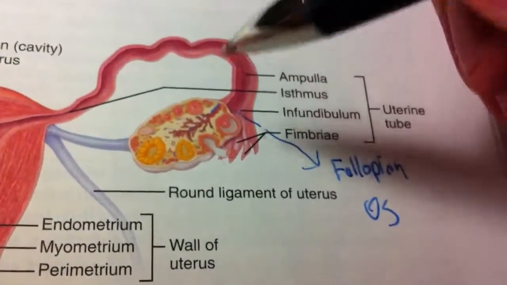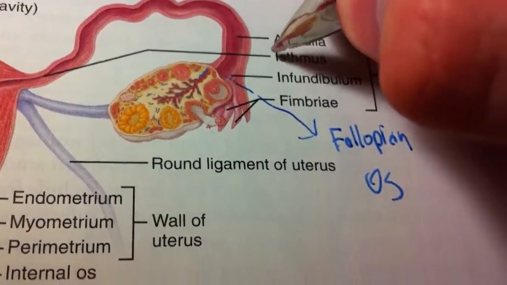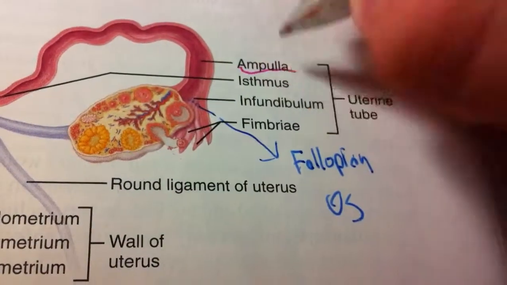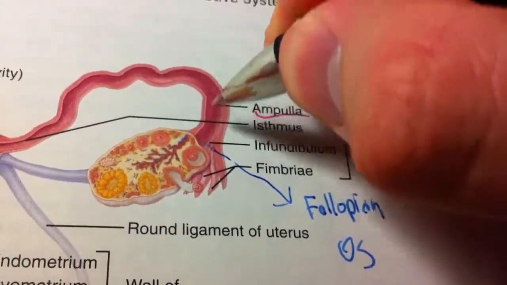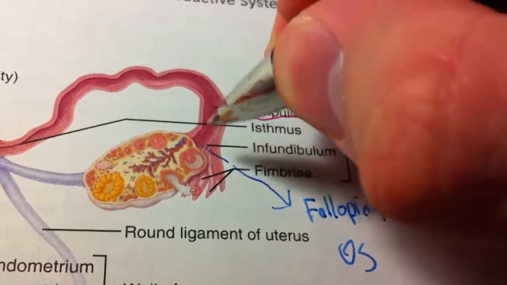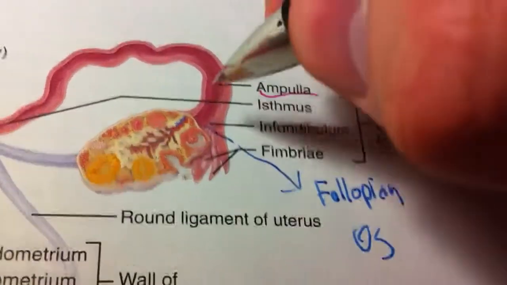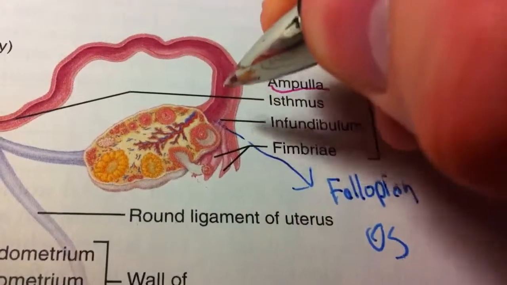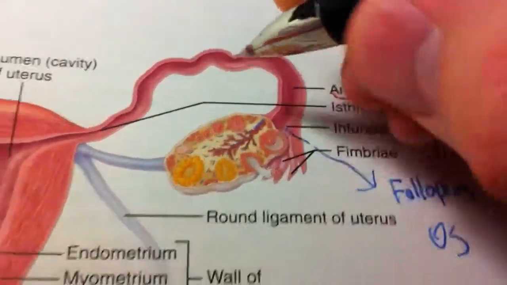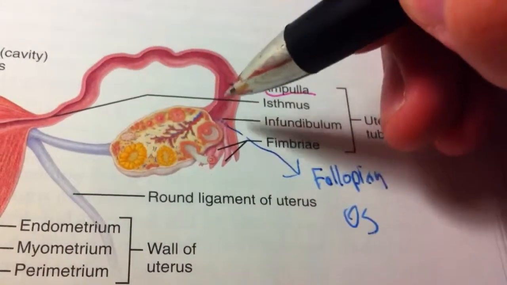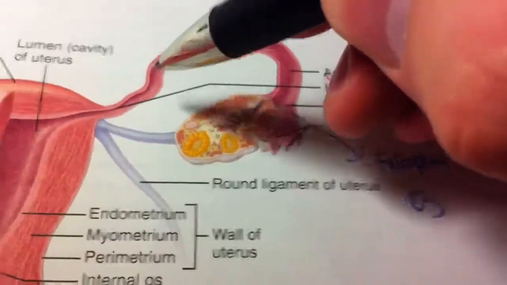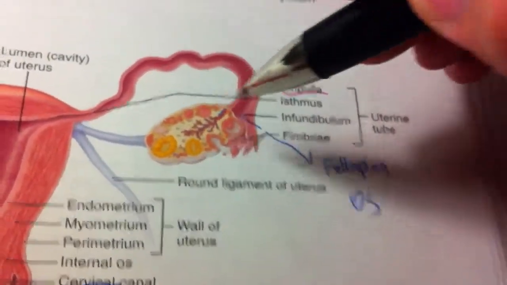A part that is important to note is the ampulla area, this little region of the fallopian tube, because this is where fertilization is going to take place. These eggs do not last very long, only 24 to 48 hours, and it's about 5 to 7 days to get down here. They don't have the time. So fertilization normally occurs here and the embryo migrates down into the uterus. But we'll talk about that later.